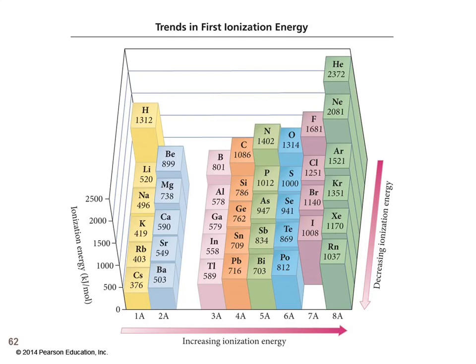Here's one of those cool tables that they make in textbooks. And so, of course, hydrogen, it has to be an exception to everything, but if we look here, we see generally, now there's some exceptions, but general trend, it's going up as we go across, and it's going down as we go down.